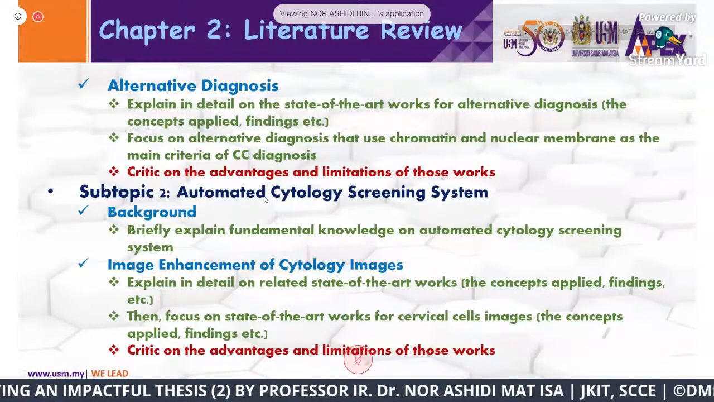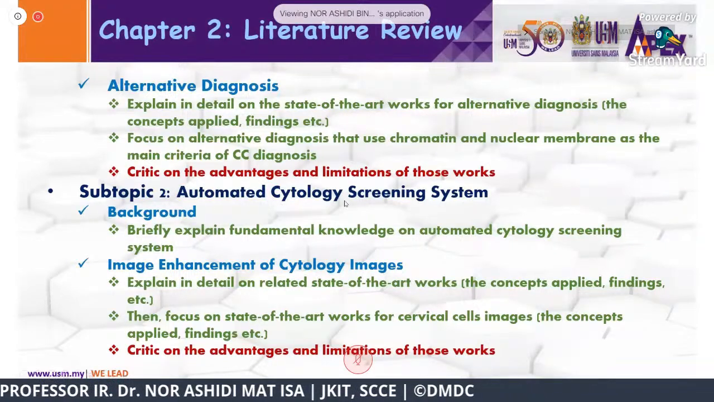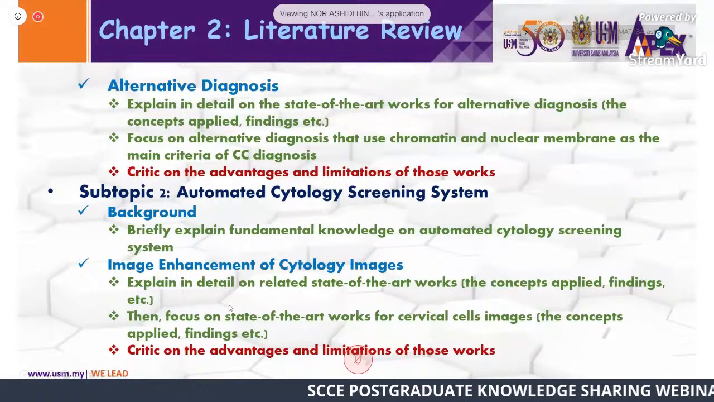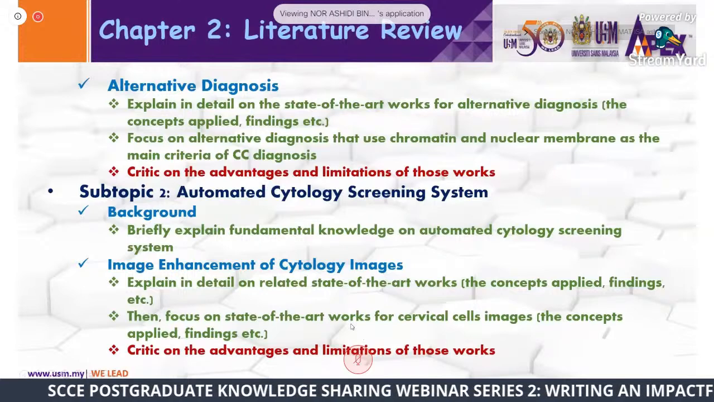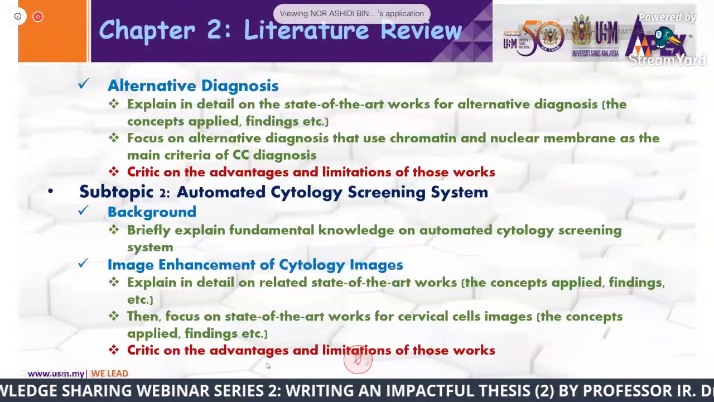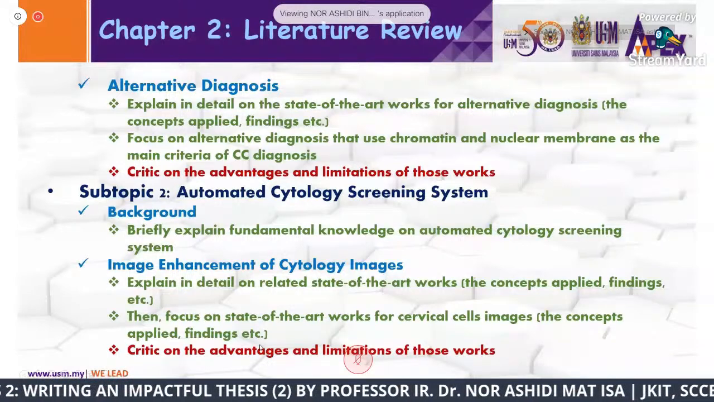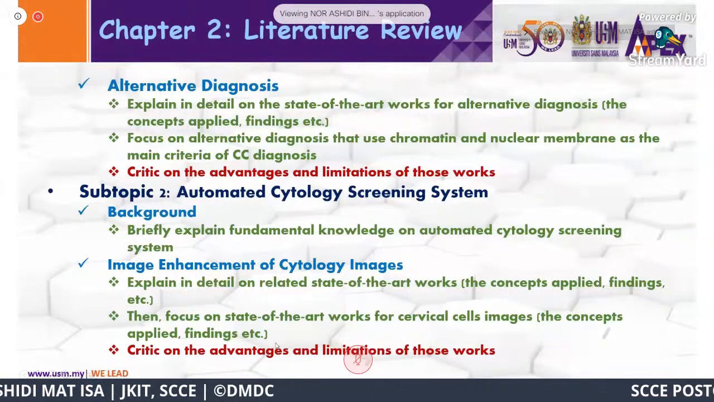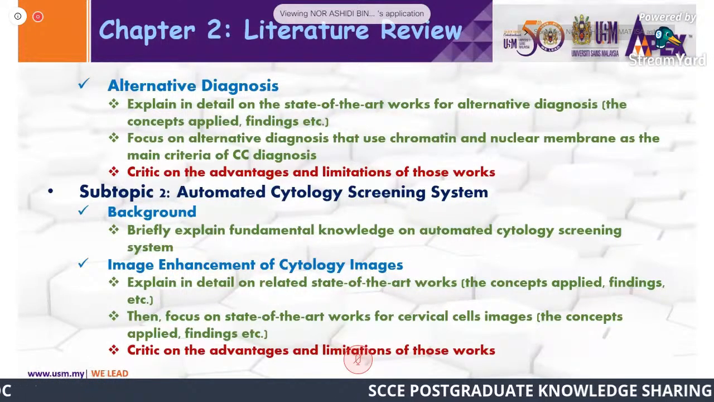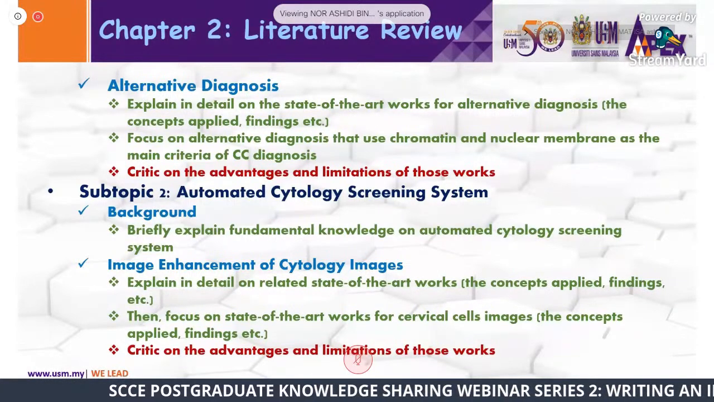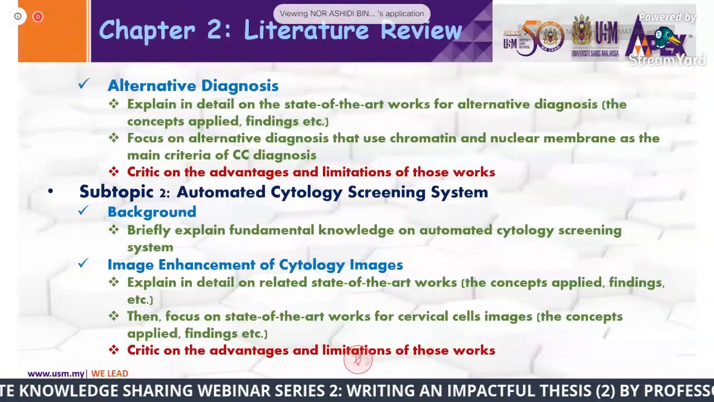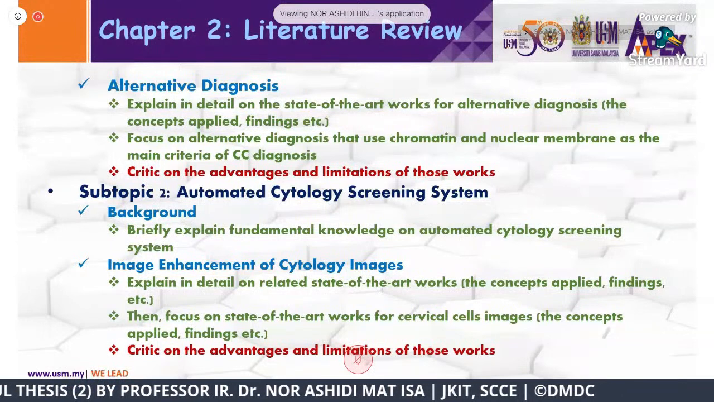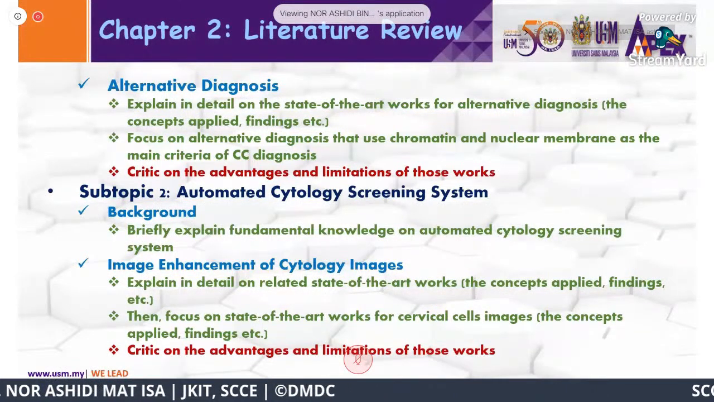Now, similar for what we call the automated cytology system. For this one, for example, image enhancement, you talk about the other works. So what is the problem of those works? Let's say they are not automated. For example, in image enhancement, they involve many parameters, and those parameters have to be manually chosen by the user or by the students. That's the problem, because when the user chooses a wrong parameter, the system will produce a poor performance, for example. So that's the limitation.